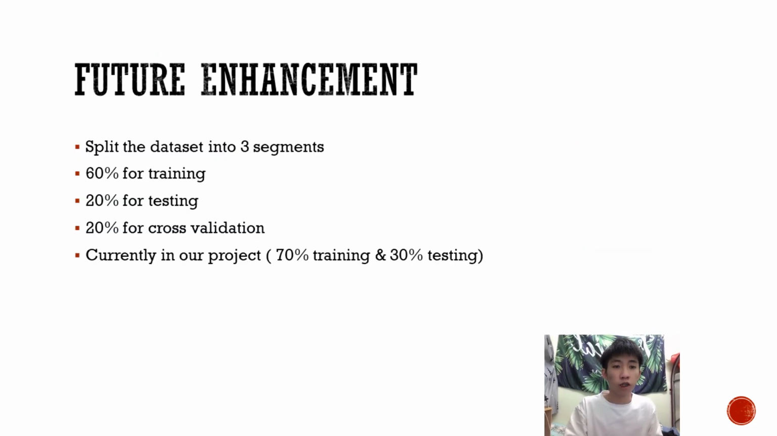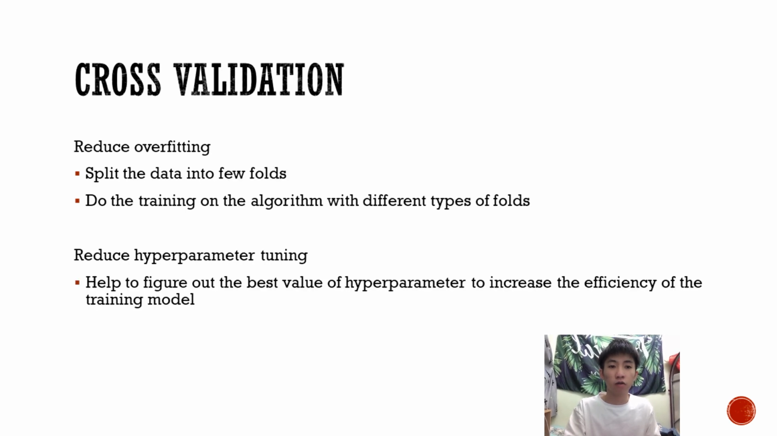So for the future enhancement part, in future we could split the dataset into 3 segments, which are 60% of the data for training, 20% for testing, and another 20% for cross-validation, instead of what we do currently, which is 70% for training and 30% for testing. So why do we need 20% for cross-validation? Cross-validation can help us to reduce overfitting and do hyperparameter tuning.